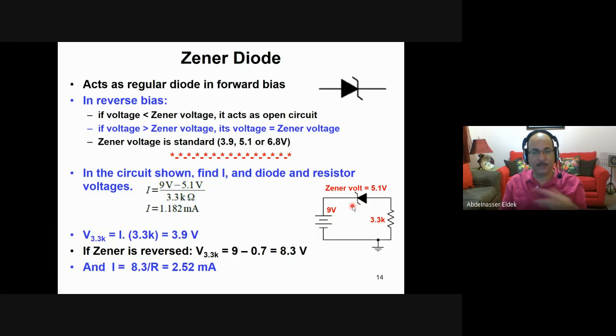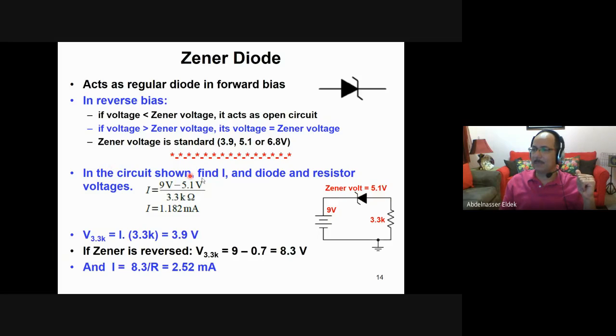So this is the difference between the Zener diode and the regular diode. The regular diode is open circuit in the reverse mode. But here, it is open circuit until it reaches this value, 5.1. If it is more than 5.1, then the voltage will be constant, 5.1.